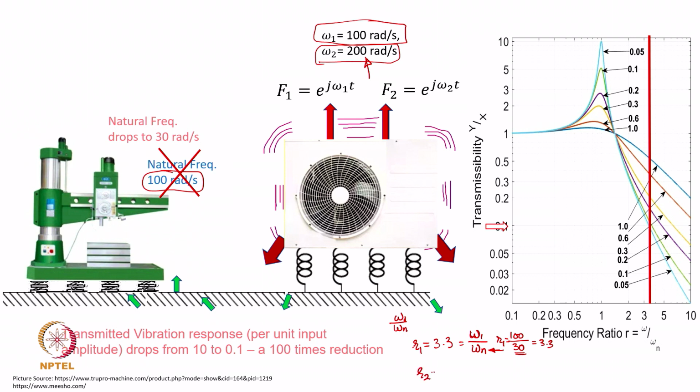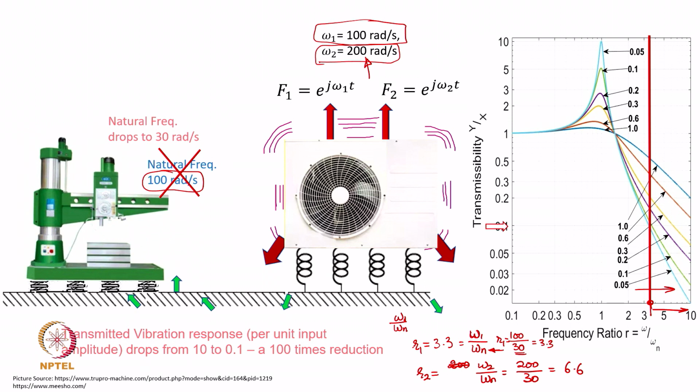What will be your R 2 for the second frequency? If I write omega 2 over omega n, that is 200 by 30 radians per second, which is your omega n for the system. That is going to be 6.6. Is it good or bad? It is even better, because you are operating at 3.3 here and you say that the farther the better, you operate as much to the right as possible.